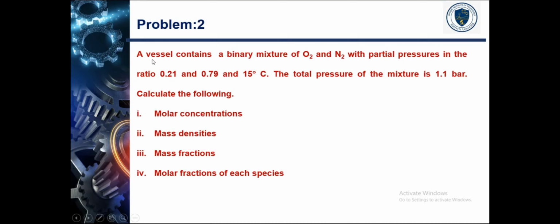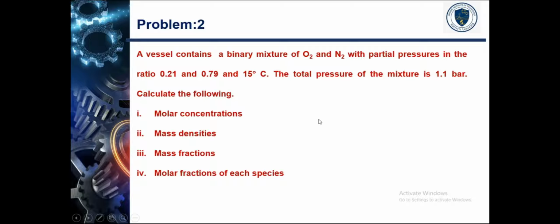Let's start. A vessel contains a binary mixture of oxygen and nitrogen with partial pressures in the ratio of 0.21 and 0.79, at a temperature of 15 degrees Celsius. The total pressure of the mixture is 1.1 bar. Calculate the following: molar concentration, mass densities, mass fraction and molar fraction of each species.